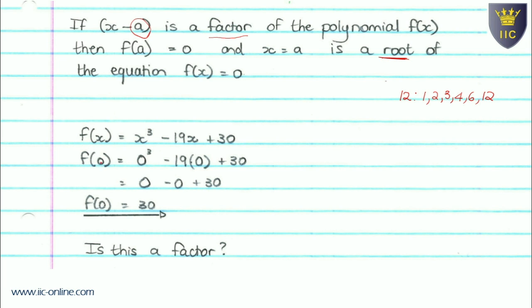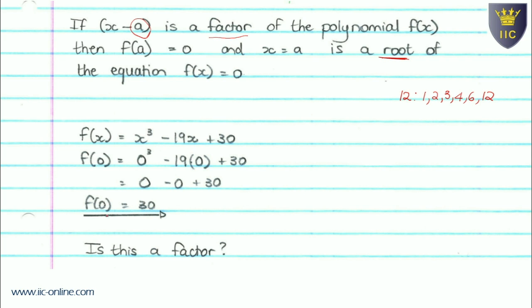That means we're going to take 0 and place it wherever you see x. The first place we see x is at the beginning of this whole equation, f of 0 equals. Now we start plugging in 0 every time you see an x. So it's going to be 0 cubed minus 19 times 0 plus 30, which gives us 0 minus 0 plus 30. And the 30 is what's left over. So f of 0 is equal to 30.